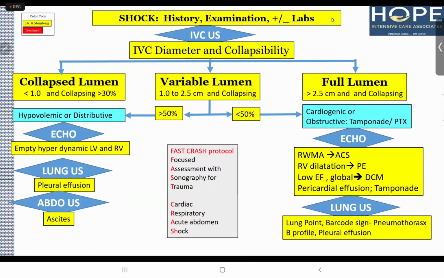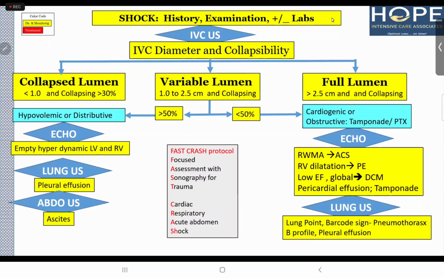Let's discuss the FAST CRASH protocol first. It starts with inferior vena cava ultrasound. It will first assess the IVC diameter and collapsibility. If the IVC is collapsing more than 30% and the diameter is less than 1 centimeter in any patient with shock, that means this patient has hypovolemic or distributive shock. Now, by doing echo, you find out whether the LV is hyperdynamic, the RV is hyperdynamic, and by doing lung and abdominal ultrasound, find out if there is any free fluid in the pleura or peritoneum, and then try to put differentials.